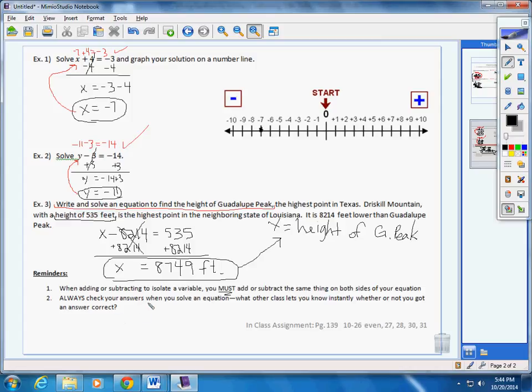And number 2, please always check your answers when you solve an equation. No other class lets you instantly know whether or not you have the correct answer. That's why math's so great. It's one of the reasons math is so great.